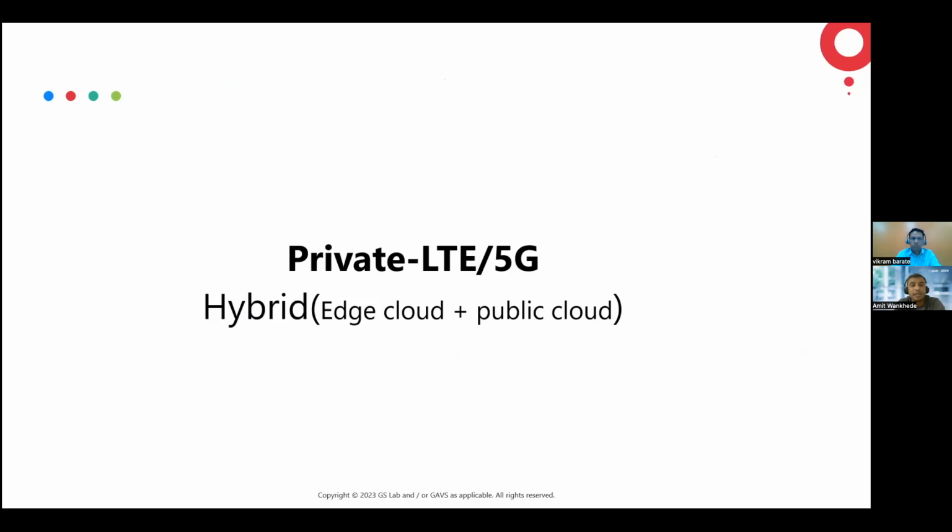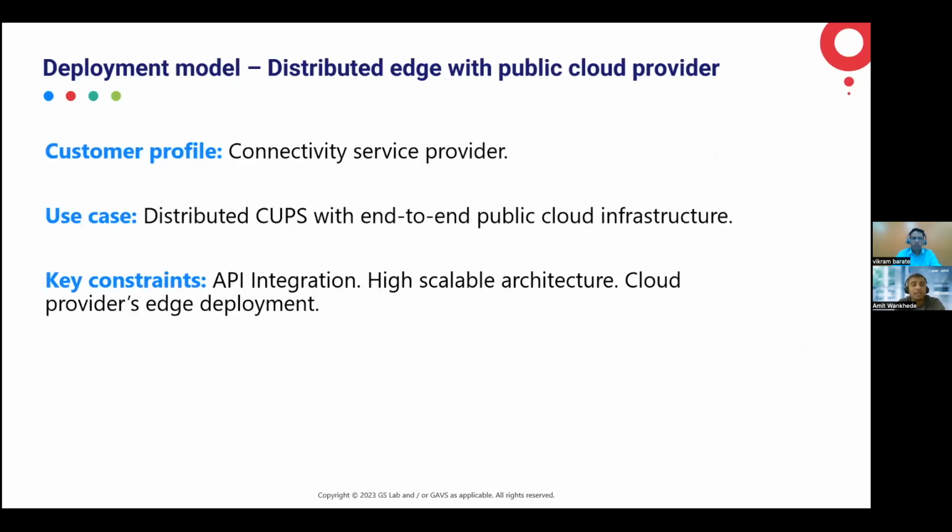This is another variant of private 5G and LTE, where the deployment was hybrid cloud, with an edge cloud as well as a public cloud. They wanted to develop a platform, and the base was Aether. This is a leading US connectivity service provider. The use case was to deploy Aether in a CUPS model and do the end-to-end cloud infrastructure, provide high availability and scalability architecture, do the API integration with their custom platform, and do this deployment on the cloud native platform.